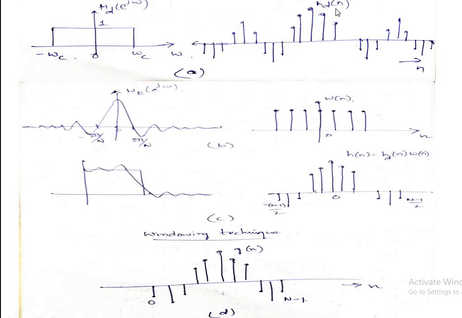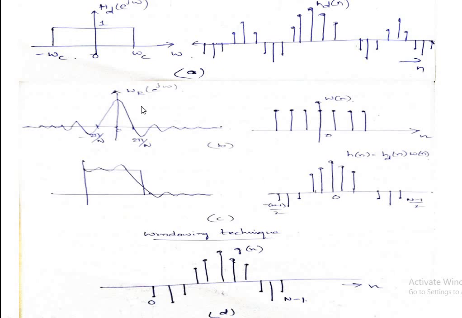Whenever we multiply this HD of n with the W of n, this yields the exact replica of HD of n, but only over the samples from minus of (n minus 1) by 2 to plus of (n minus 1) by 2, whenever n is odd. This is how we get our h of n, a finite impulse response, from the desired frequency response that we have considered.